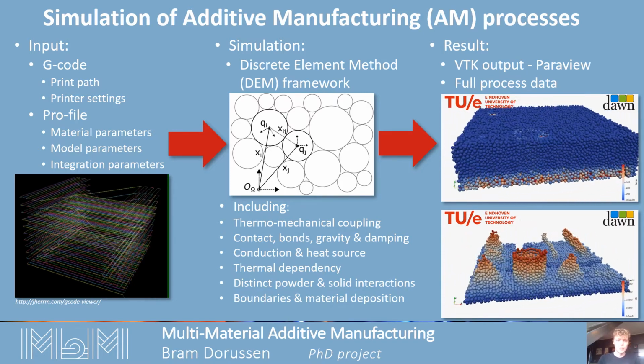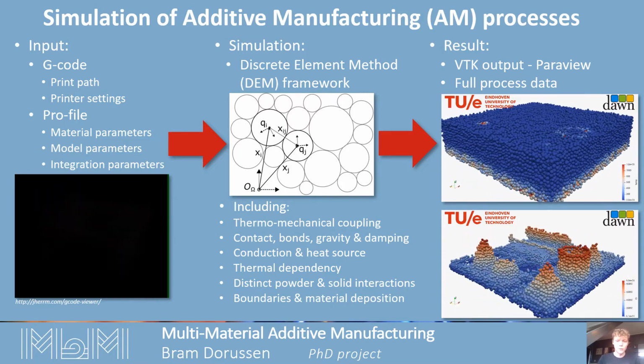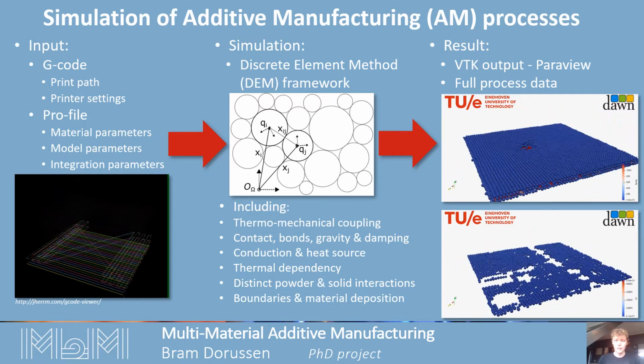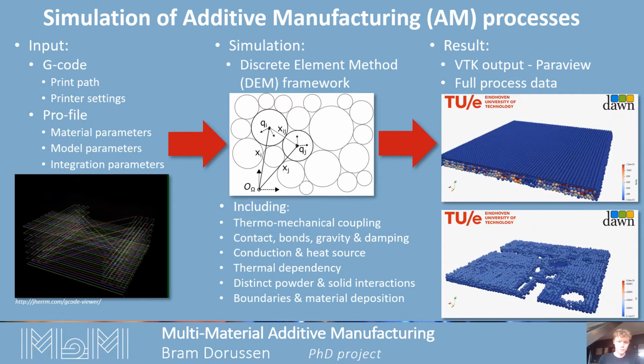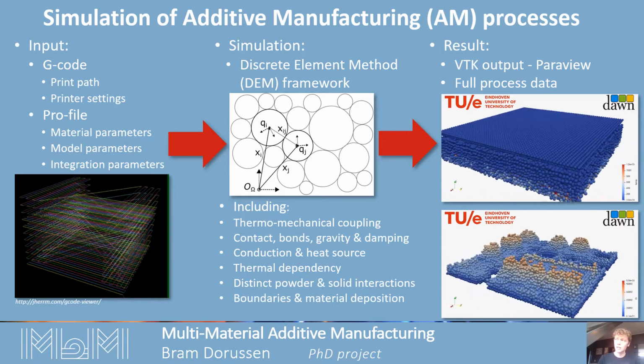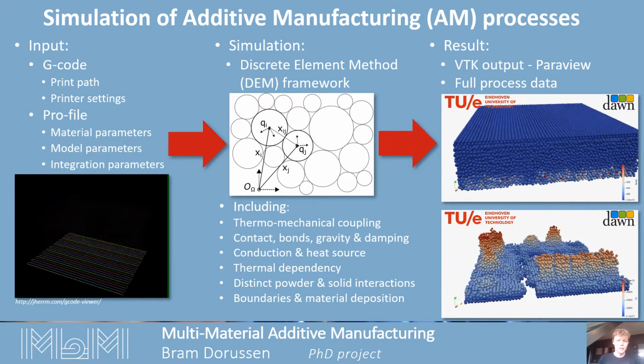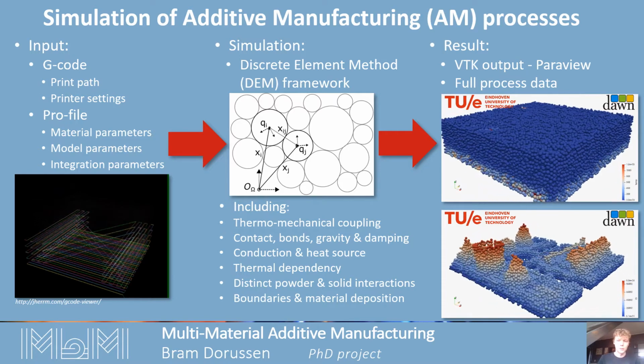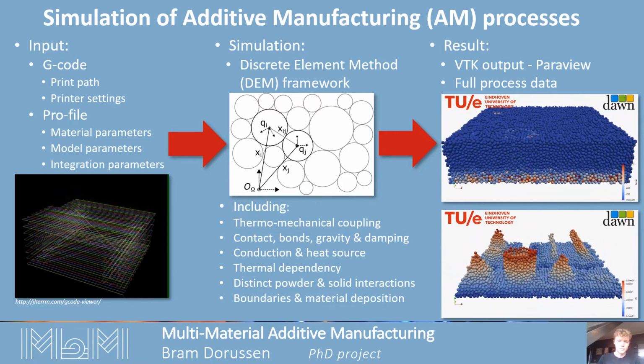We need thermomechanical coupling. We need to describe all the forces in there. We need conduction and a heat source. And we need to make a clear distinction between powder and solid interaction. And finally, we need to correctly describe the boundaries and material deposition.